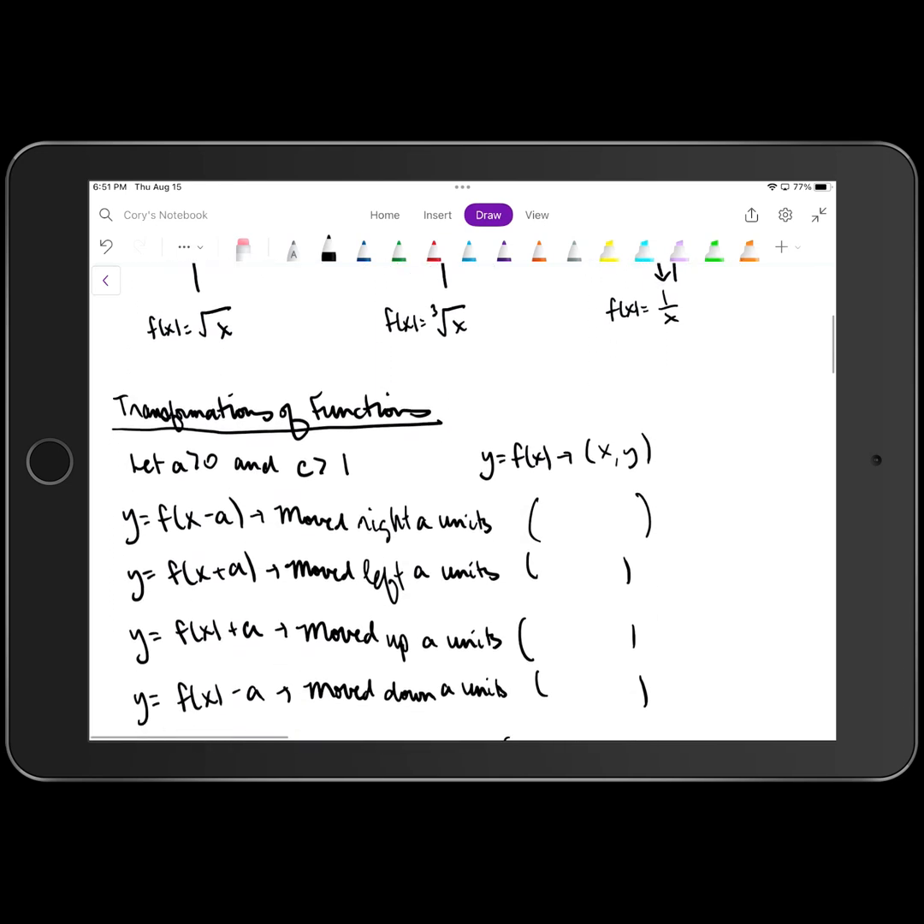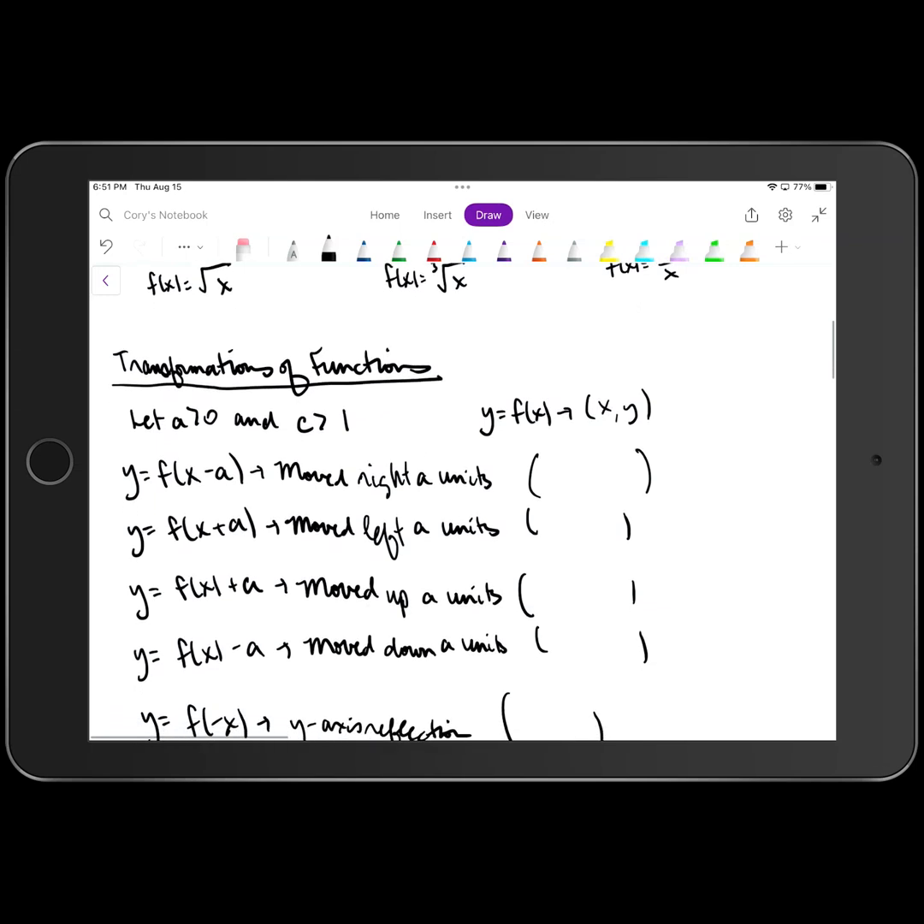Okay, so what we're going to do next is take a look at our rules for transformations of functions. For these rules, we're going to let a be greater than 0 and c be bigger than 1. When we have our function y is equal to f of x over here, points on that function are going to be of the form x comma y. So not only are we going to look at what the following transformations do to the function itself, but what they're going to do to every single point on the graph of said function.